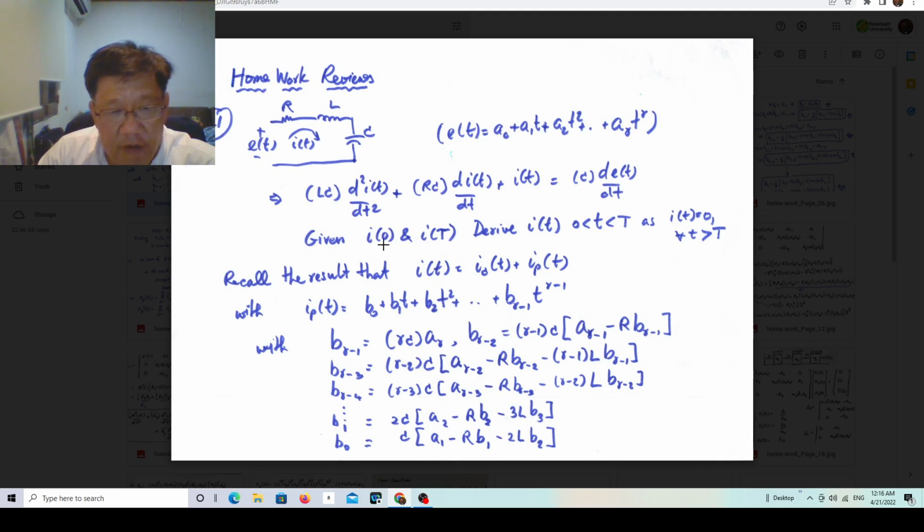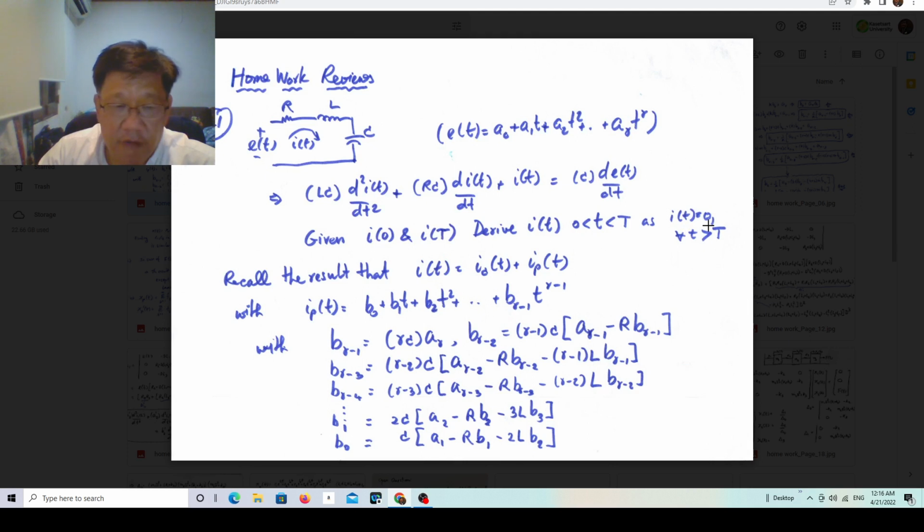But in this question, we give you the boundary condition, for example, that t ranges from 0 to capital T, the period. We give you the initial current at time 0 and the ending current at time capital T. As you know, when t is greater than T, i(t) is equal to 0.